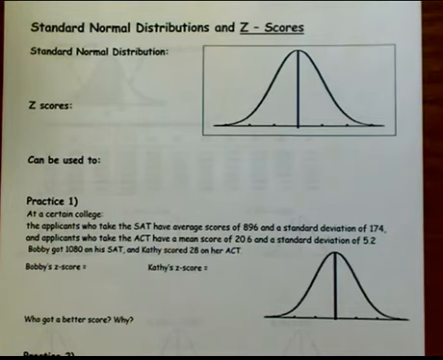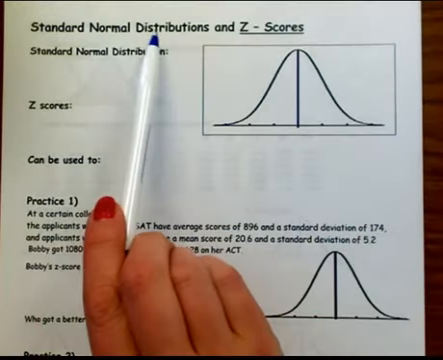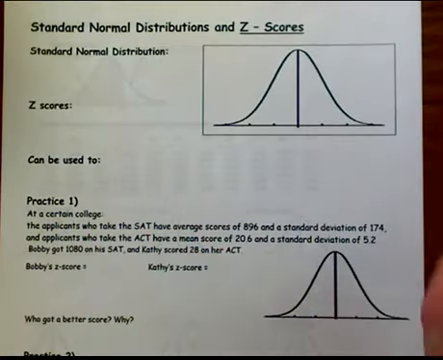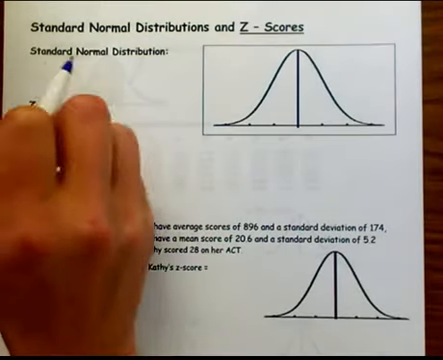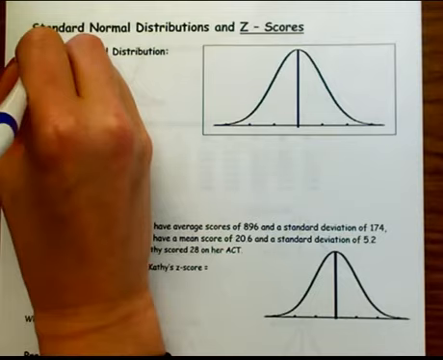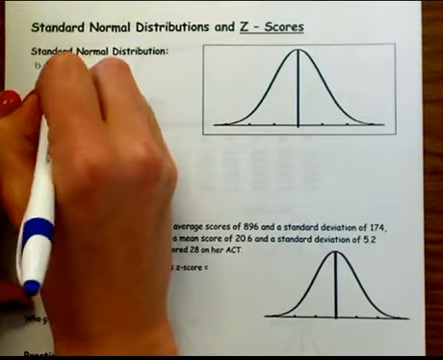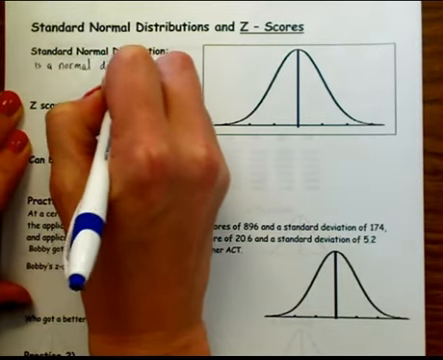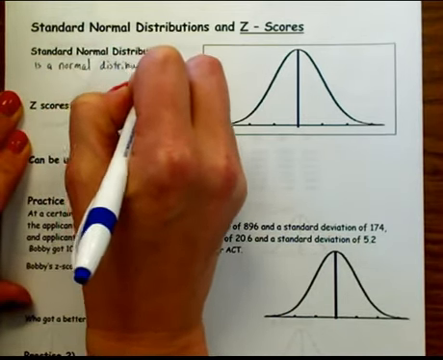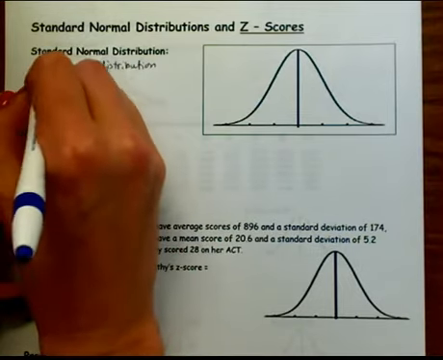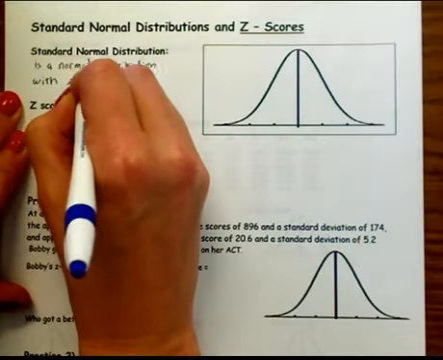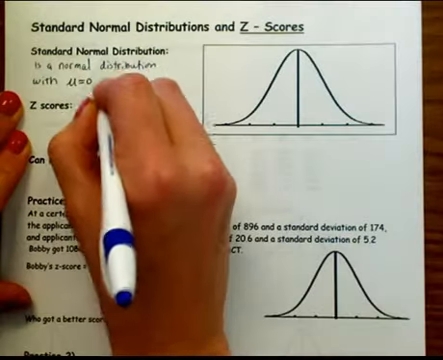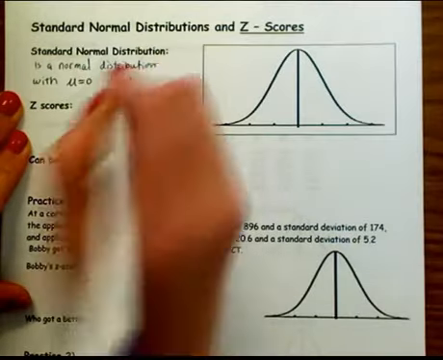Let's go ahead and look at statistics part 2. What we're going to do is look at our normal distribution, but we're going to look at problems where the empirical rule does not apply. And this is going to be described by a standard normal distribution, which is a normal distribution with a mean of 0 and a standard deviation of 1.